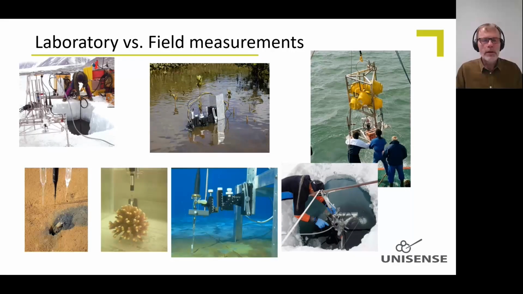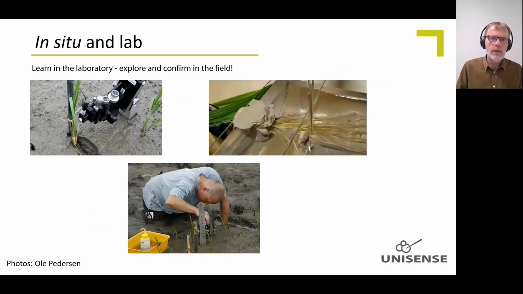So I already touched upon this, but it's now and then a big advantage to go into the field to do measurements. You get to avoid some problems that you can create for yourself in the lab. Here's some examples of where you can take the systems out. This is the very simple way to do it.